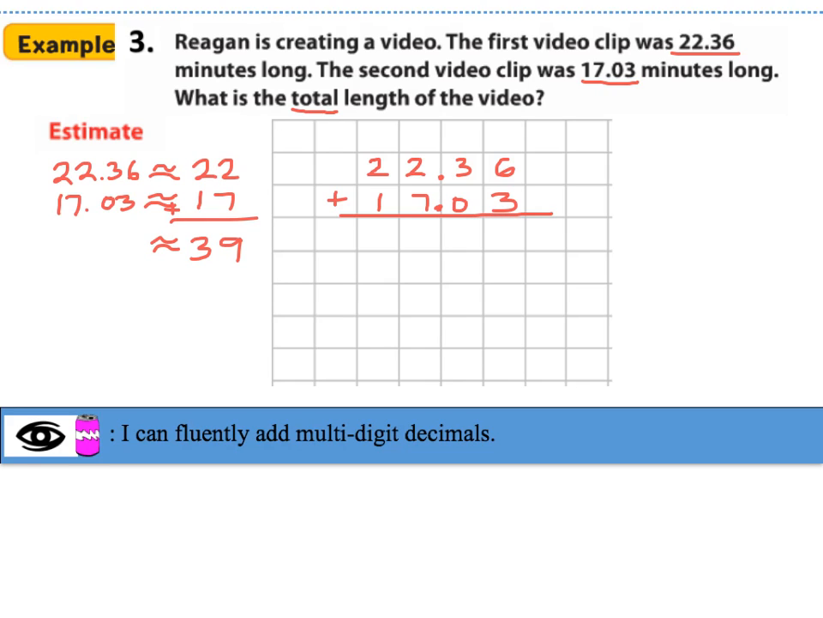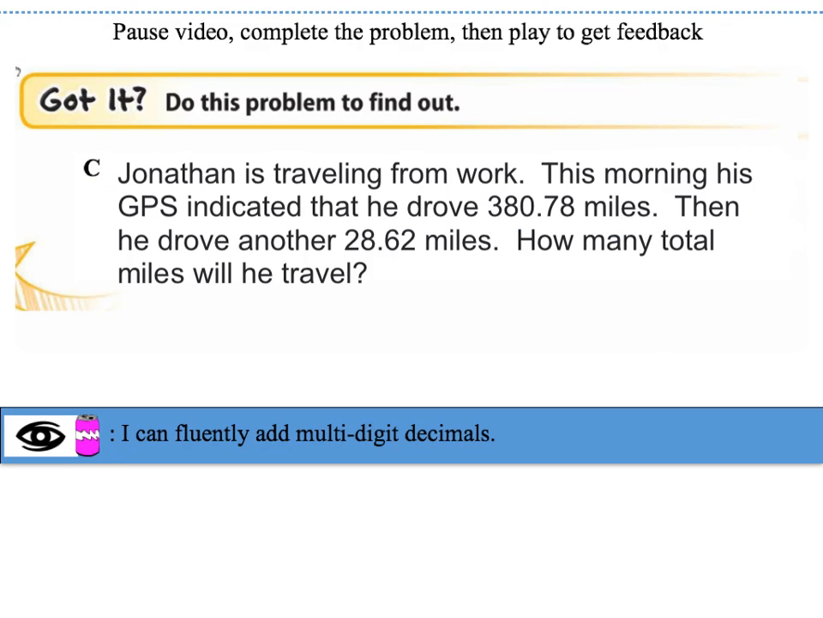So let's start adding. 6 plus 3 is 9. 3 plus 0 is 3. Let's drop down the decimals. 2 plus 7 is 9. And 2 plus 1 is 3. So notice our precise answer is close to our estimated answer. And let's just make sure we put minutes long just to respond to the question. So pause the video, complete this got it problem, and we'll discuss the answer in class tomorrow.